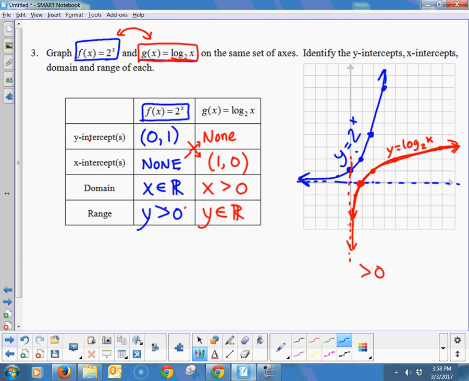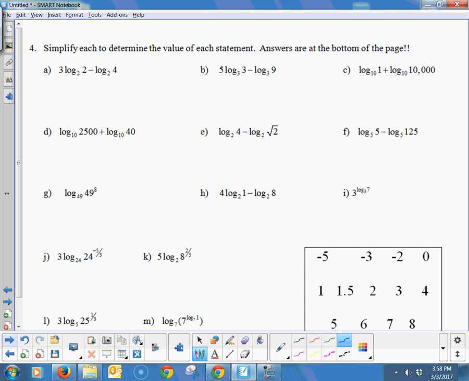There we go. Let's move on to number 4. Oh, I remember this one. It's pretty fun. All of these you can figure out without really doing a whole lot of work. Log base 2 of 2. That's 2 to what power is 2? So this is 1. So what we have is 3 times 1 minus, 2 to what power is 4? 2. 3 minus 2 is 1. There it is.